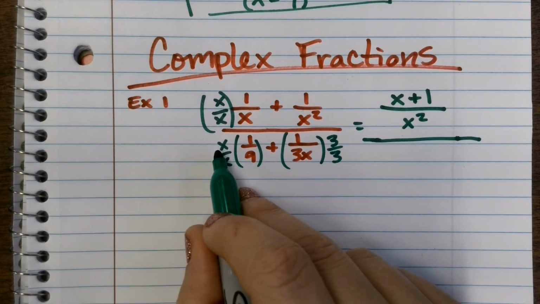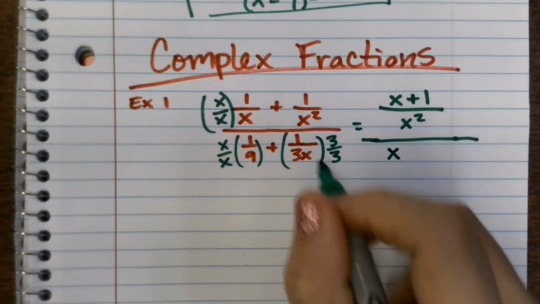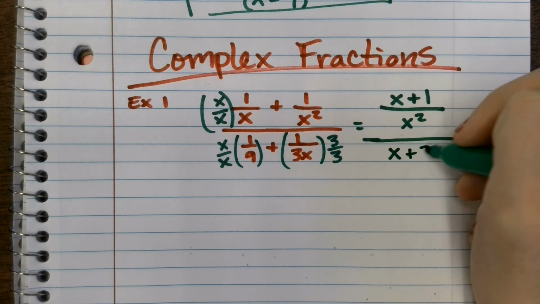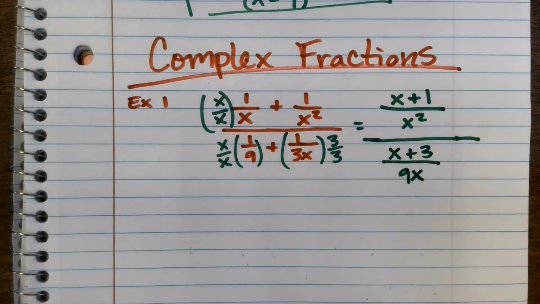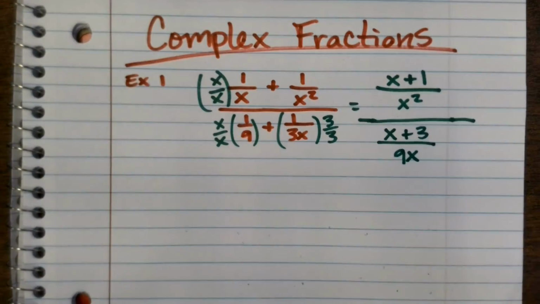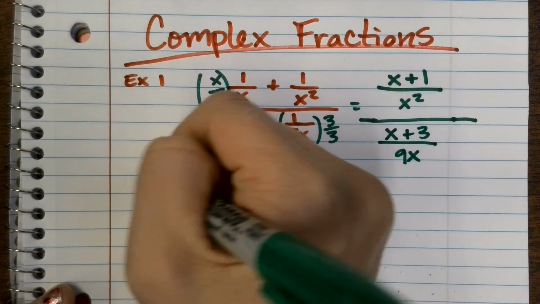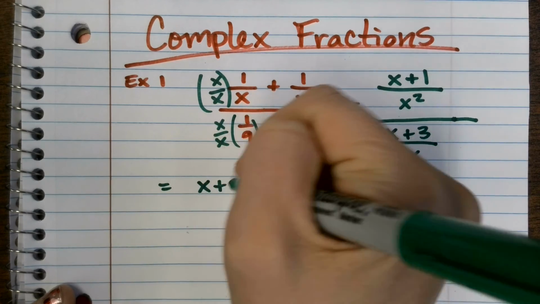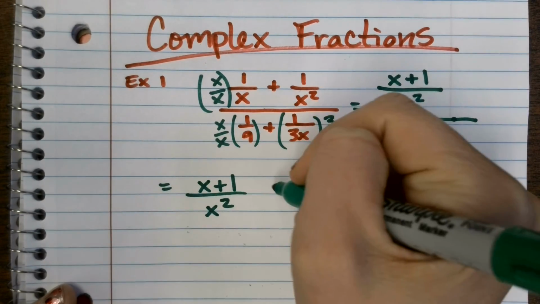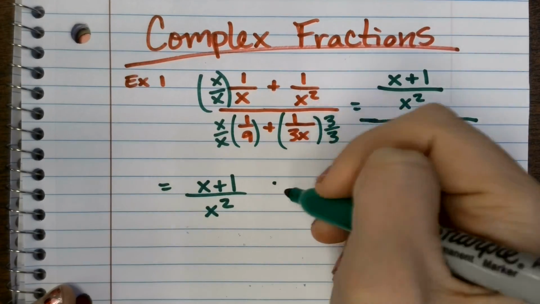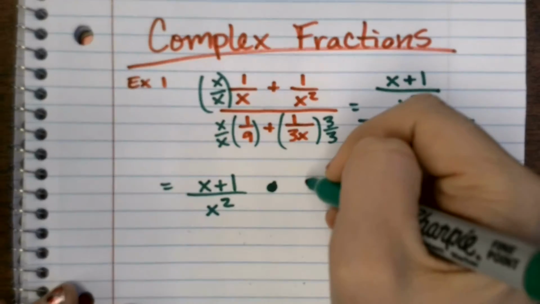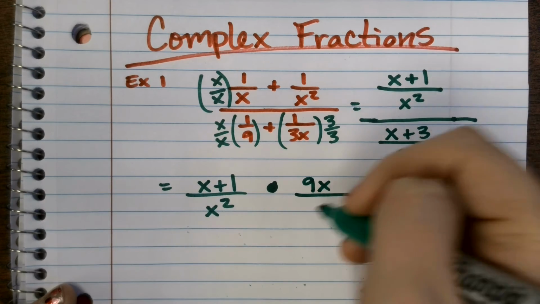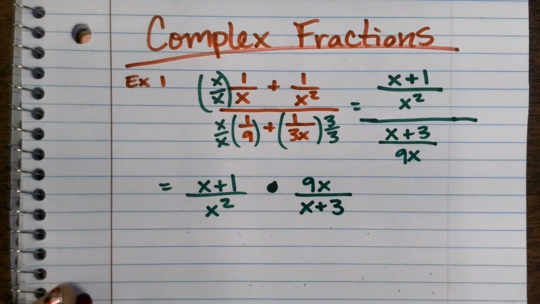Okay, so in the first one, I've got an x and then plus 3 over my common denominator of 9x. Okay. So once we've got that, we are ready to look at x plus 1 over x squared being, sorry, I was going to write divided. I'll just write giant multiplication symbol, multiplying by the reciprocal of 9x over x plus 3.